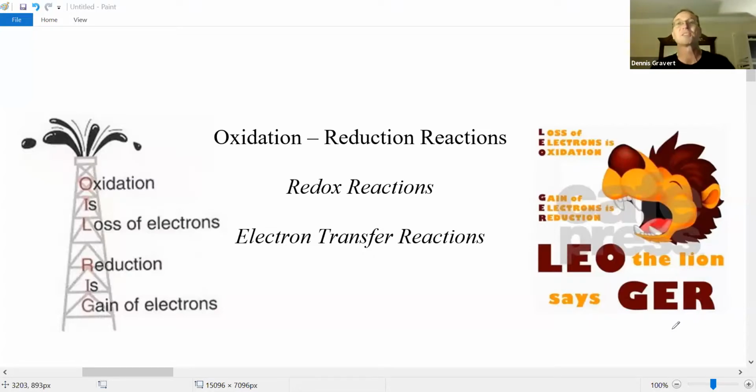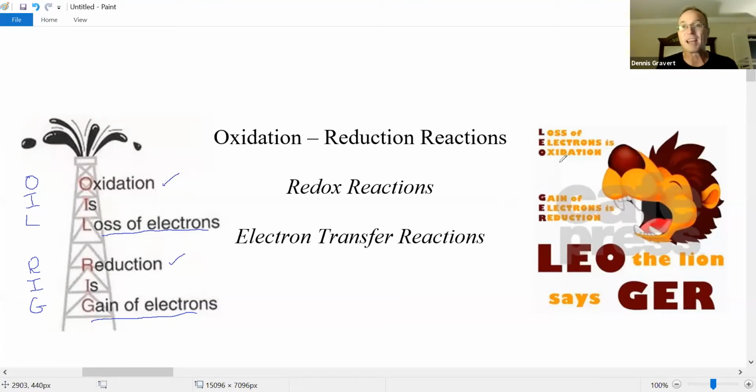Okay, the most important thing to know is that oxidation means the loss of electrons, and reduction is the opposite. Reduction means the gain of electrons. And so there's lots of different ways of remembering these two important facts. One is to remember the acronym or the memory aid OIL RIG, and that OIL stands for Oxidation Is Loss of electrons. Reduction is gain of electrons.